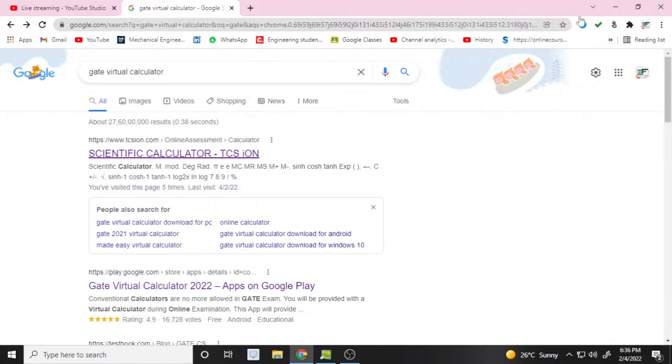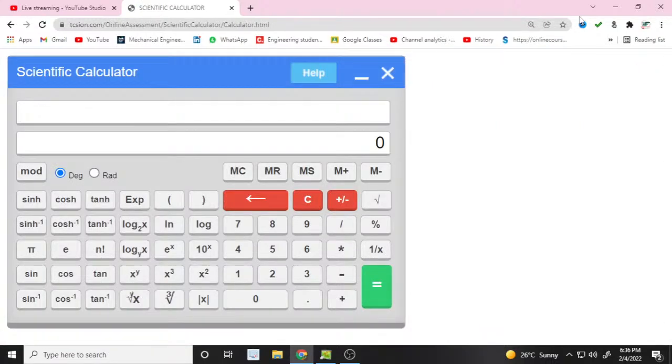First we'll see how to use this scientific calculator. Once you click on this link, you will get your scientific calculator. This is the scientific calculator you will get.